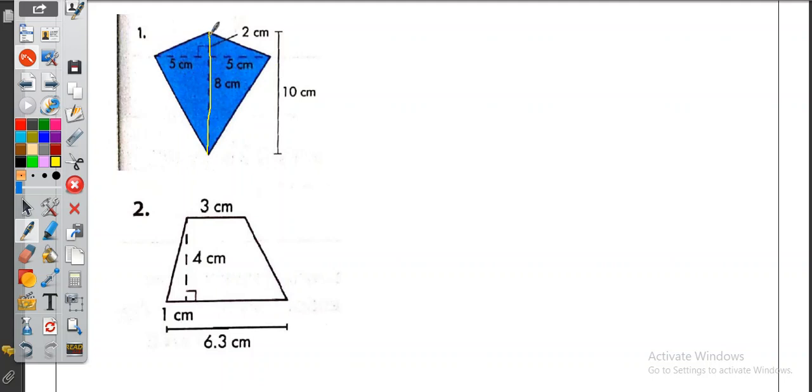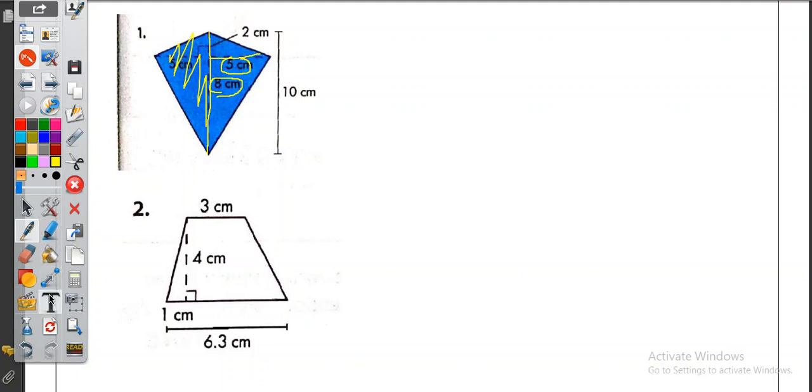If I consider this is the base of the triangle, it will be 8, and this is the height of the triangle, it is 5. So I will find the area of this triangle and then double it, because this other triangle here has the same area. So this is the base, this is the height.